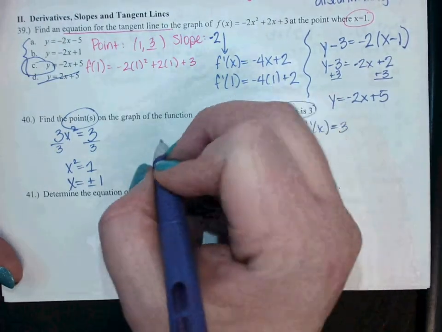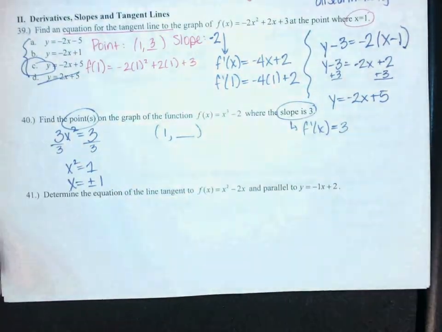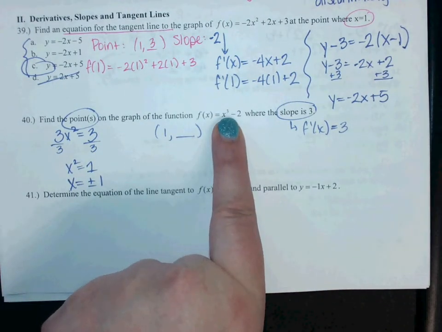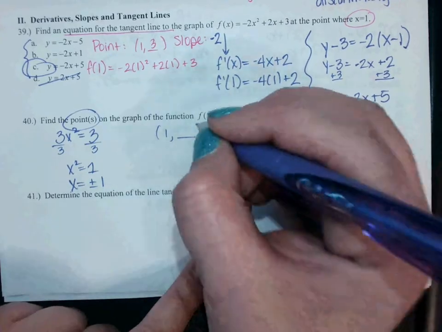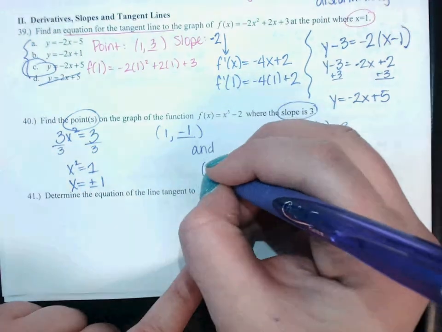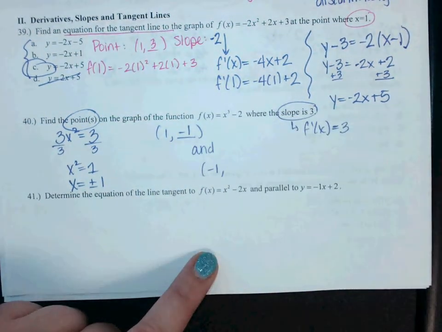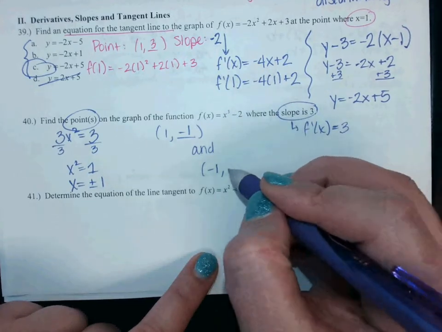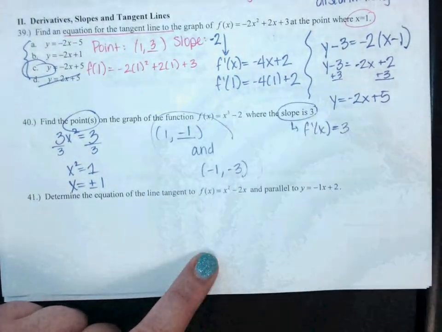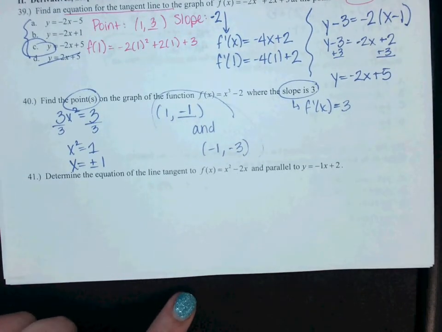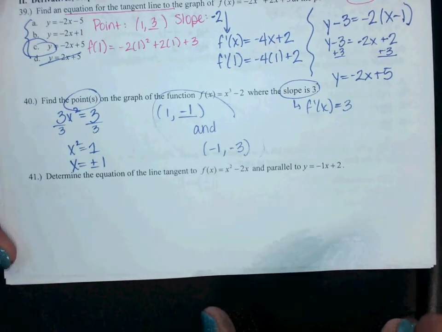Original. So my first point is 1 comma something. Then I'm going to plug into here. What's 1 cubed? 1 minus 2. That's my first point. And my second point is a negative 1 for my x value. What's negative 1 cubed? Minus 2 more. Negative 3. Make sense? Alright, turn the page. Couple more.